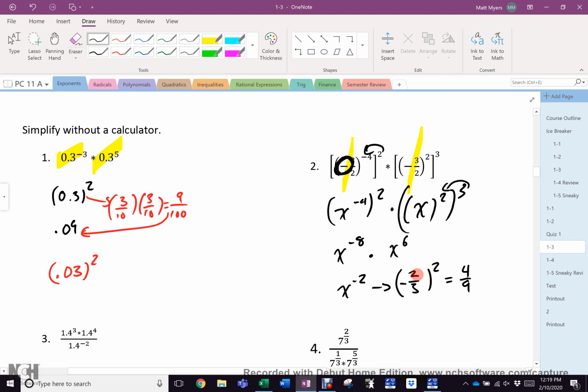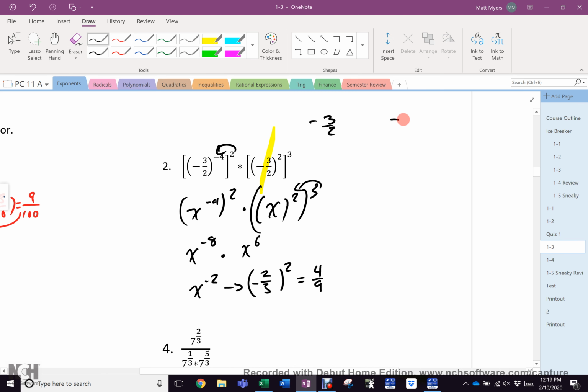Now, Bea said, when I reciprocated this, why is that negative still there? Because negative bases are still allowed. This negative 3/2 is technically negative 1 times 3/2. I'm sorry? No.